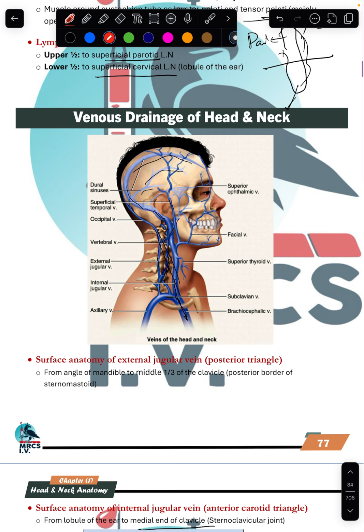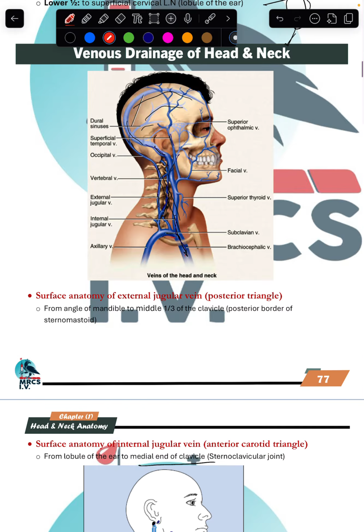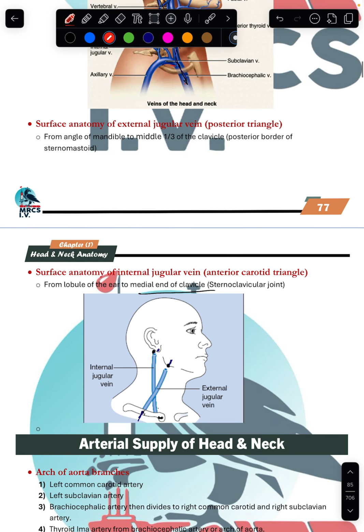Now coming to venous drainage of the neck, we have seen the superior sinus. This is coming to the internal jugular vein. The sigmoid sinus opens into the jugular, the internal jugular, the larger vein, which comes down and joins with the subclavian vein to form the superior vena cava. Then these are the small vertebral veins. They join the superior surface; the external jugular vein is in the posterior triangle.